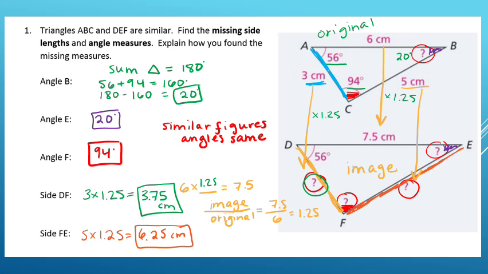So again, you can see it's a more sophisticated problem. I'm solving for both angles as well as side lengths. I'm using a scale factor to find those side lengths in particular, but I'm also remembering the relationship with corresponding angles in similar figures, that they simply stay the same.